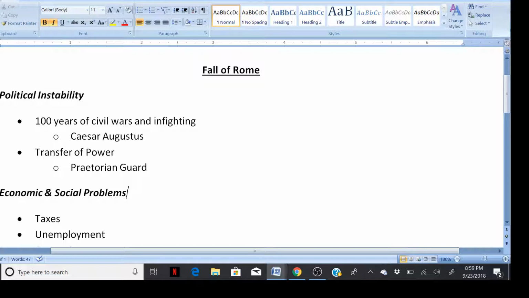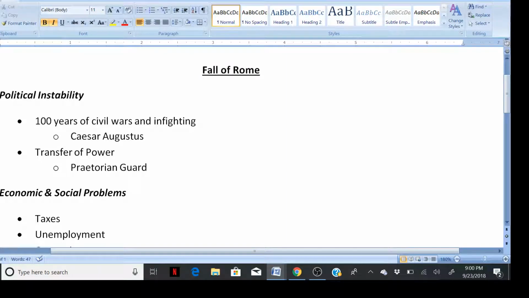However, the problem is once he passed away in 14 CE, there was never really an established way to pass on the power to the next emperor, or who would be the next emperor. And so this transfer of power kind of left a vacuum that Rome never quite figured out how to fill.